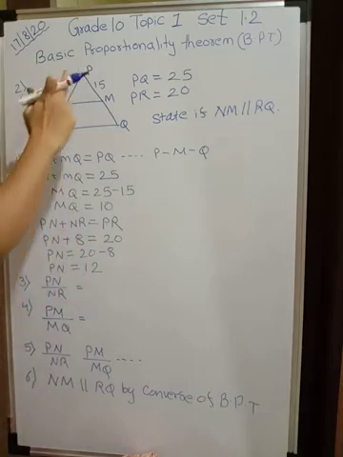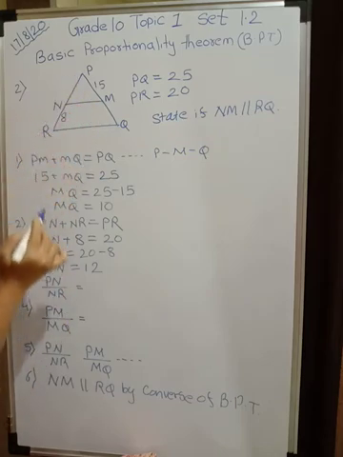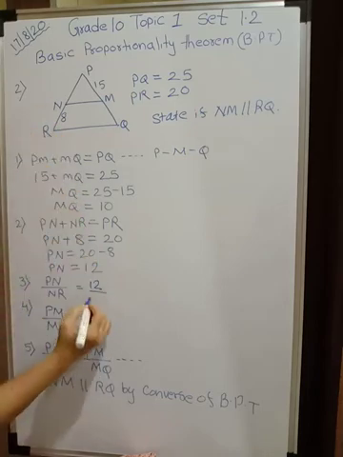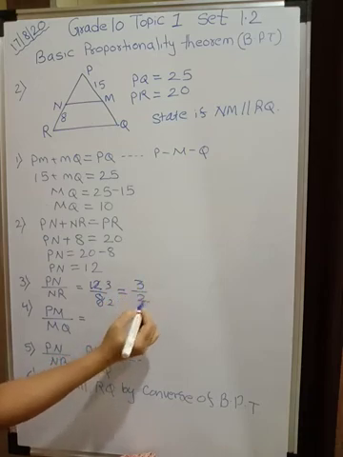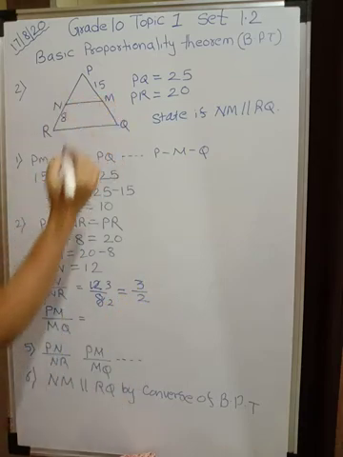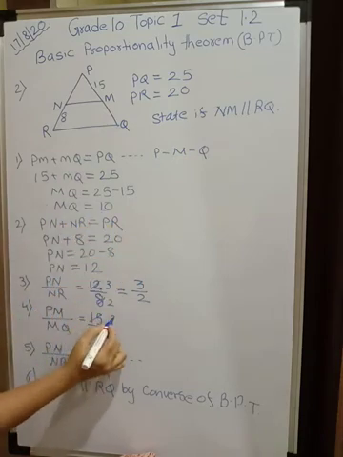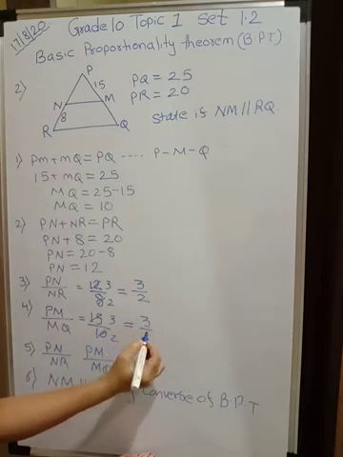So your first job is to find out the ratio. So let us find the ratio. PN upon NR. How much is PN? We have found out 12. So 12 upon, how much is NR? 8. Okay, 4 3s are 12 and 4 2s are 8. So the ratio is 3 upon 2. Now how much is PM? PM is 15. And how much is MQ? MQ is 10. So 5 3s are 15 and 5 2s are 10. Again this ratio is coming as 3 upon 2.